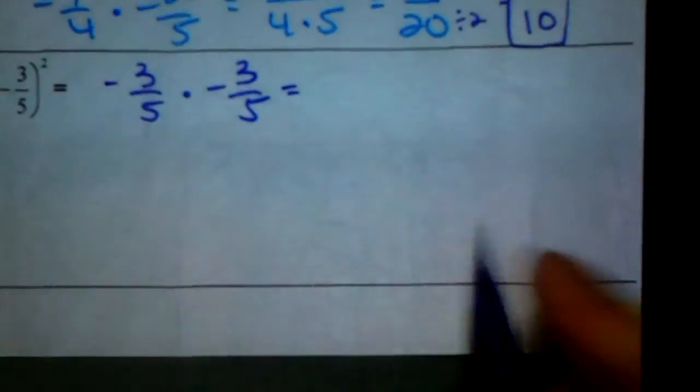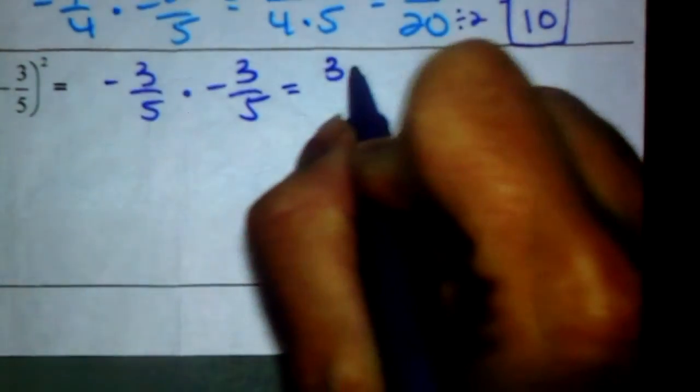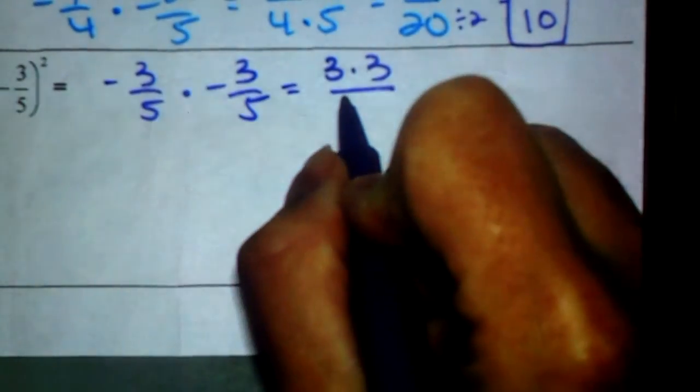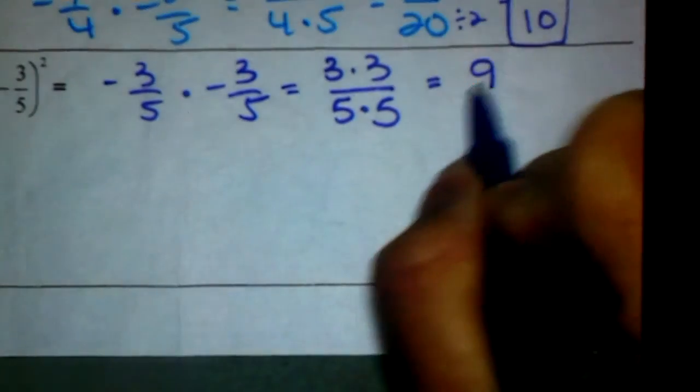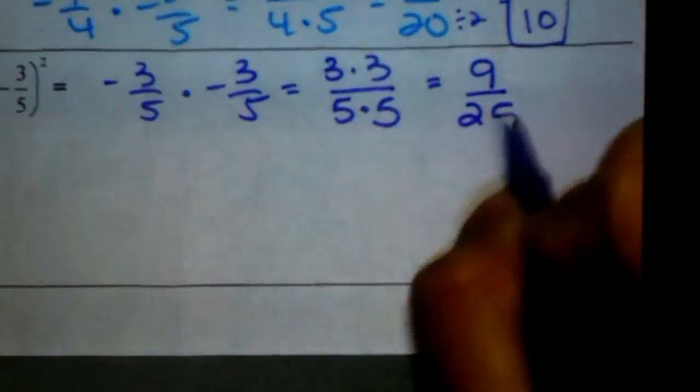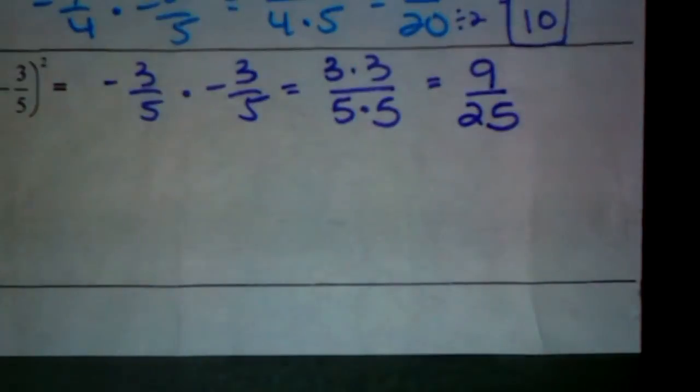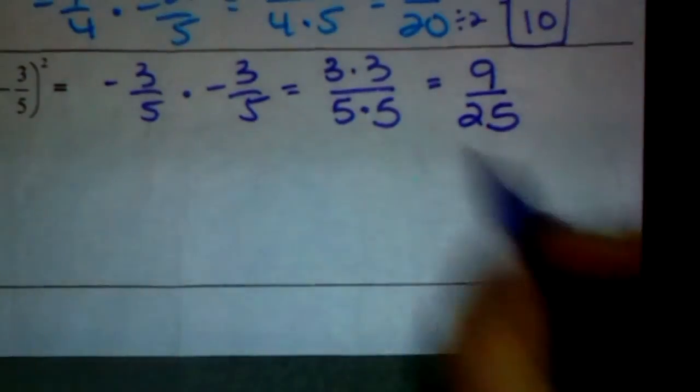We don't do that. So multiplying the numerators, 3 times 3. Multiplying the denominators, 5 times 5. 3 times 3 is 9. 5 times 5 is 25. 9/25. Nothing goes into 9 and 25 other than 1. So you are done.